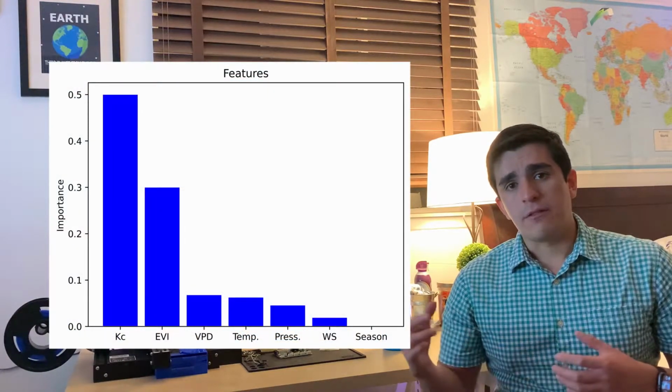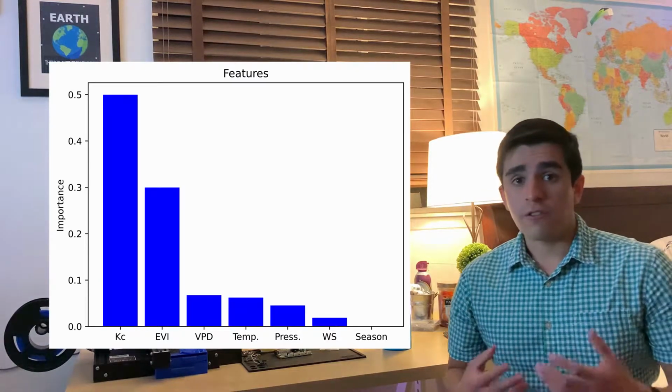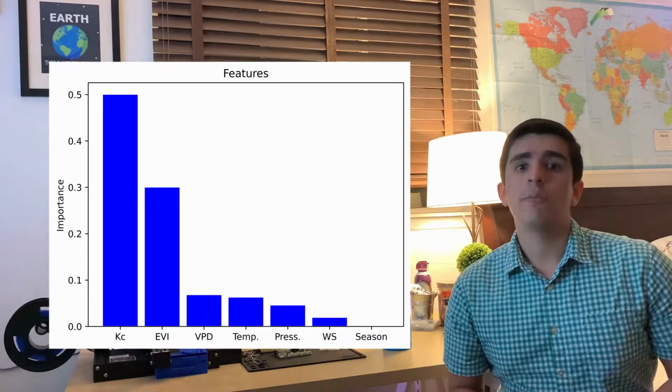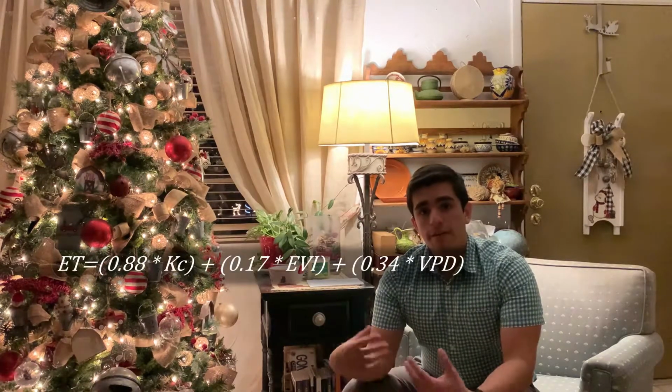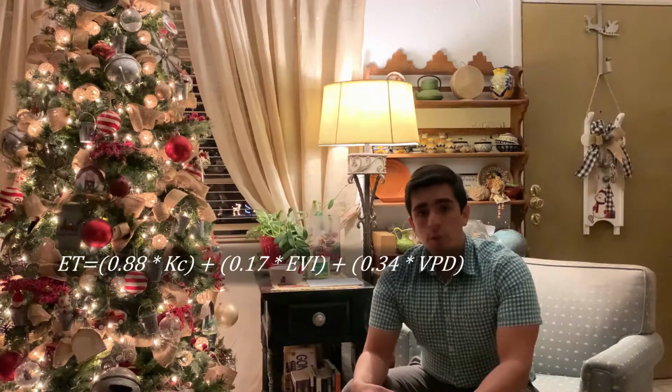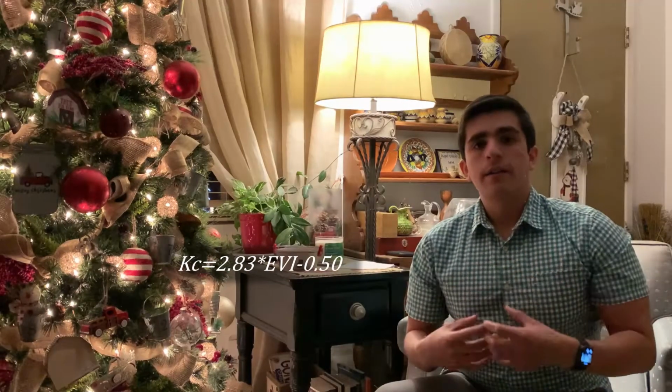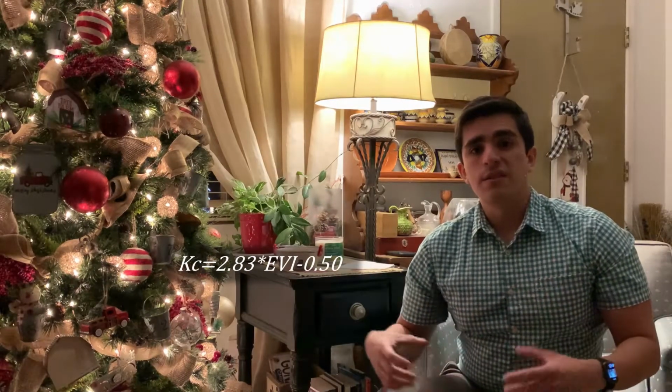As expected, we saw Kc and EVI being ranked highest, and surprisingly, our first finding was that the vapor pressure deficit, or VPD, which is measured in kilopascals, was ranked third highest. We then used a ridge regularization between our top three features, which yielded this equation. And finally, we used ordinary least squares between our top two ranked features, which were Kc and EVI, and it yielded this equation. We can now calculate Kc as a function of EVI using this equation.